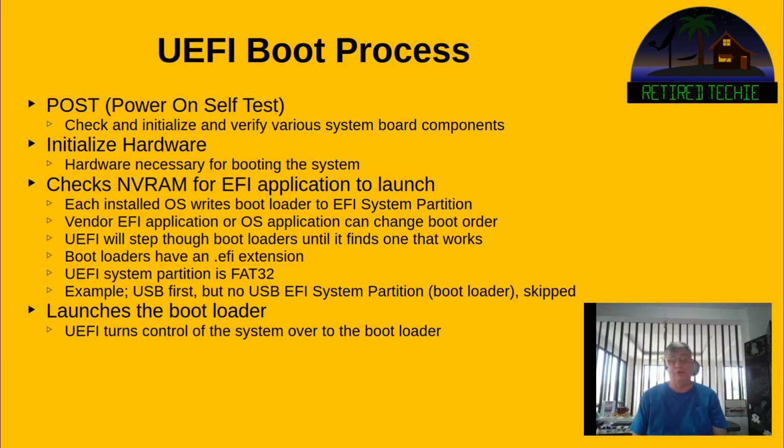This actually has multiple EFI applications in it, but they are in a specific order, and that's how they're read. If it can't find the first EFI or it doesn't go anywhere, then it'll skip it and jump to the second one and the third one and so on. Each installed OS should write its own bootloader to the EFI system partition, and it should also write its own information to the NVRAM EFI application. As I said, UEFI will step through the various bootloaders till it finds one that works. The bootloaders have an .EFI extension, and the UEFI system partition is a FAT32 format.